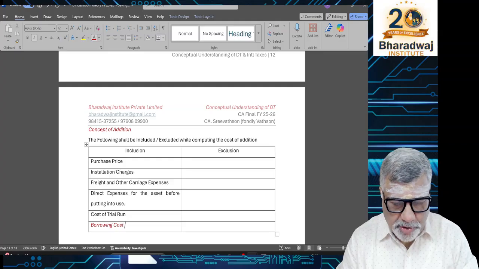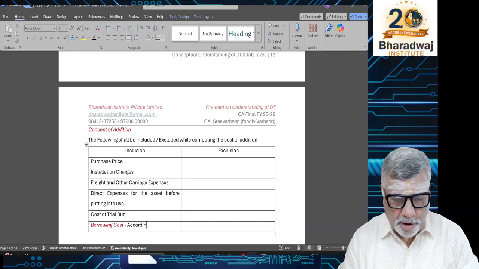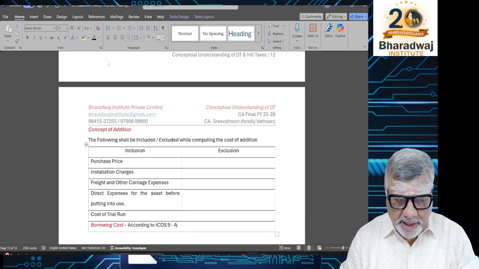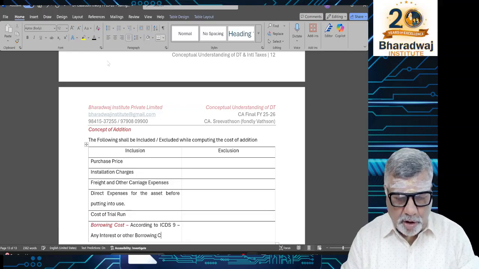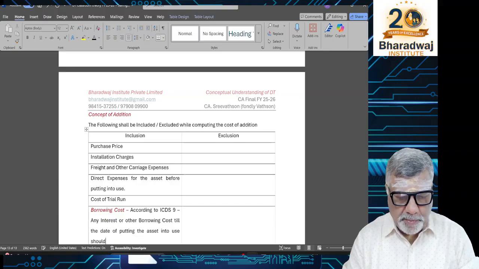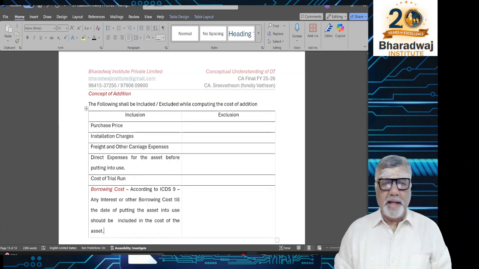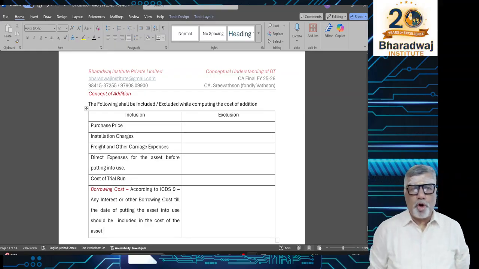Borrowing cost. According to ICDS 9, any interest or other borrowing cost till the date of putting the asset into use should be included in the cost of the asset.